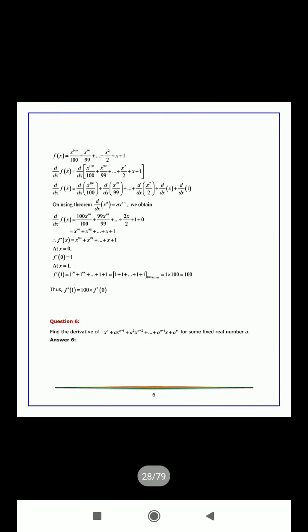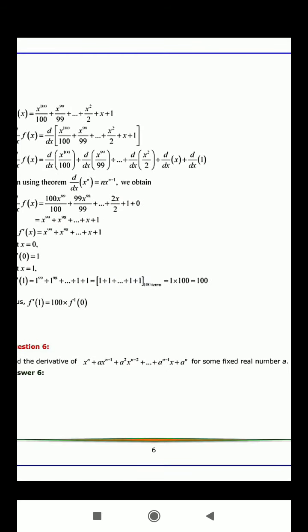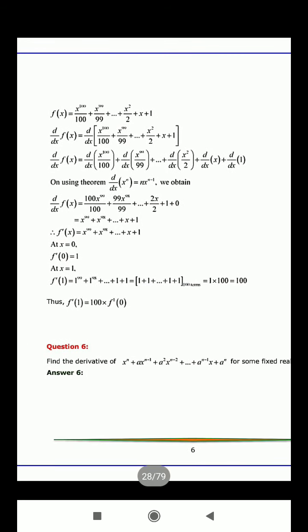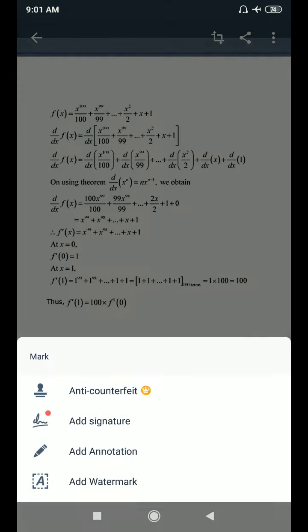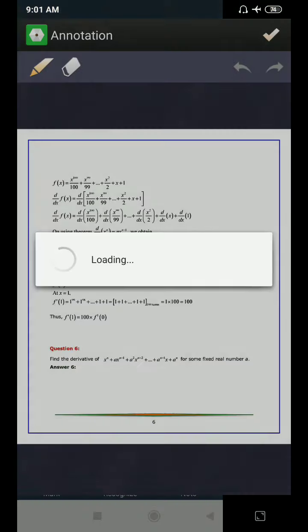Come to question number 5. For the function f(x) equal to x raised to power 100 upon 100 plus and so on, it is given. Prove that f dash 1 is equal to 100 into f dash 0. So the function f(x) is equal to this much. Now we will differentiate it by normal methods. Now you need not use the first principle method. So in normal methods, suppose x raised to power n is given.